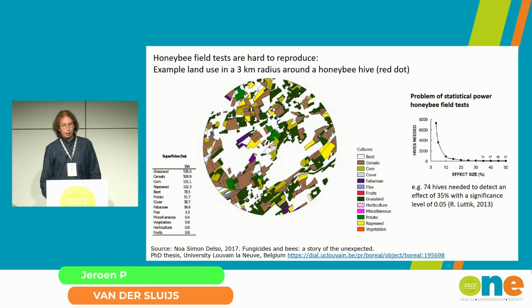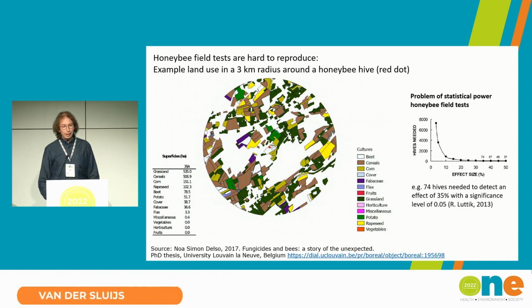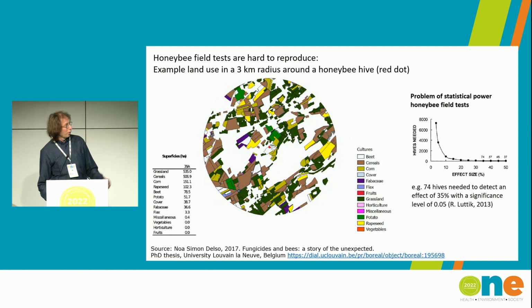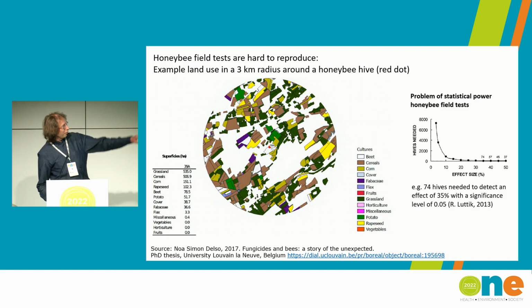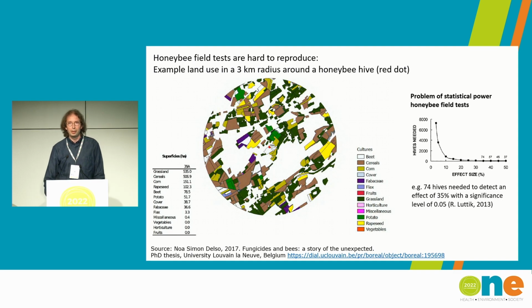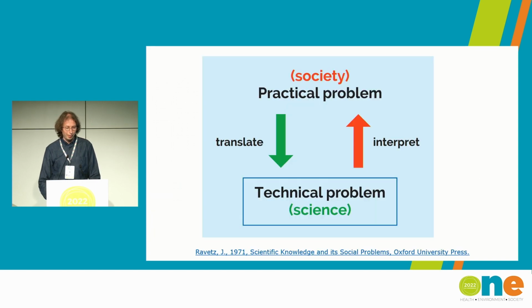So here's about the irreproducibility of the field test. I see I'm running out of time. A 3-kilometer radius around a honeybee hive. Try to reproduce the same diet, because the vegetation is so different. And then in order to detect, for instance, a 35% effect size, you already need an experiment with 74 hives. And then each hive needs a 3-kilometer radius. So you need a tremendous amount of land. That is not realistic, so why not just use the knowledge we have from the lab tests?